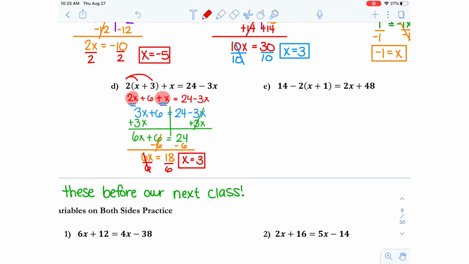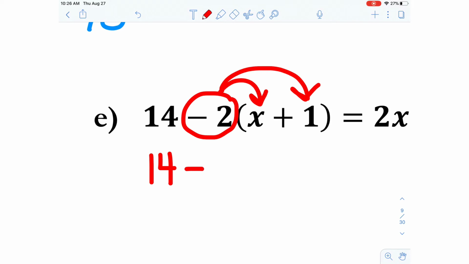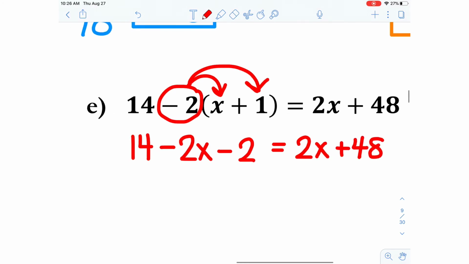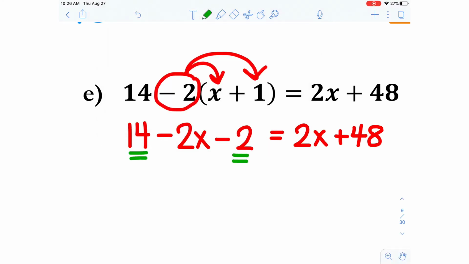Now, of course, I stepped it up a notch with this one because when I distribute with a negative, the negative has to go to both of the things in the parentheses. So I end up with a 14 minus 2x minus 2 because the negative went with the 2 to multiply to a positive 1 equals 2x plus 48. All right, we're going to keep going. 14 minus 2 gives me a 12 minus 2x equals 2x plus 48.